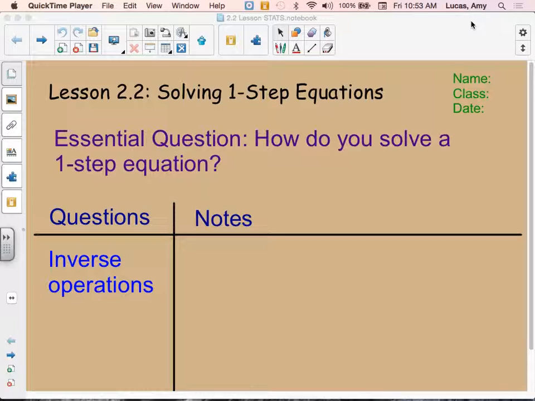Lesson 2:2, solving one-step equations. Our essential question is, how do you solve a one-step equation? We have one new vocabulary word today. It's inverse operations. Inverse operations are operations that reverse each other.